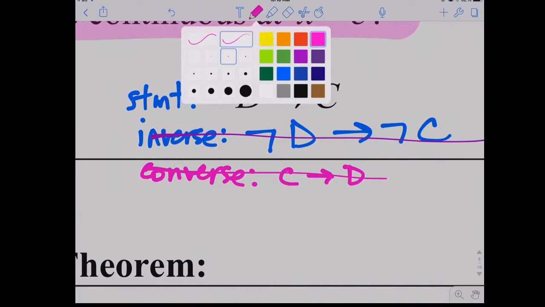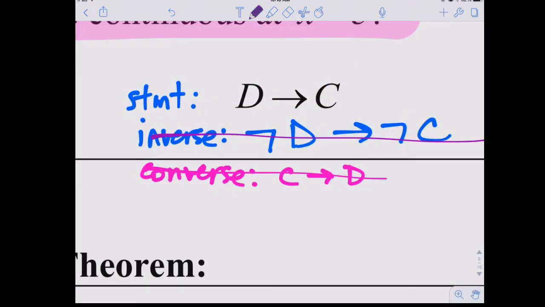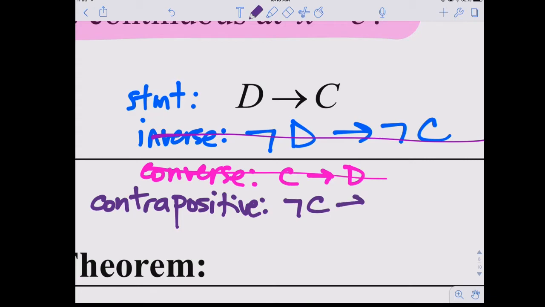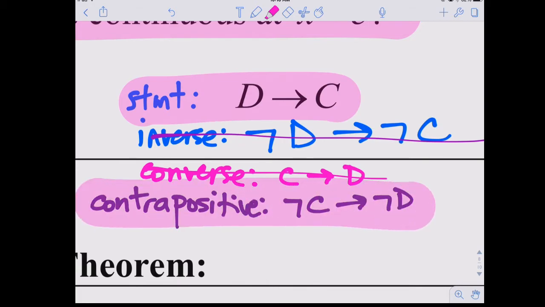But then there was another one. Do you remember what the next name was called? It was one last statement, and it combined the inverse and the converse. It was called the contrapositive. And what it does is it negates the converse. So it says if not C, then not D. And that basically says if a function is not continuous, then it's not differentiable. Is that true? Yes. And in general, for an if-then statement, if the statement is true, then the contrapositive will also be true. It's only in an if and only if statement where all four of them are true.